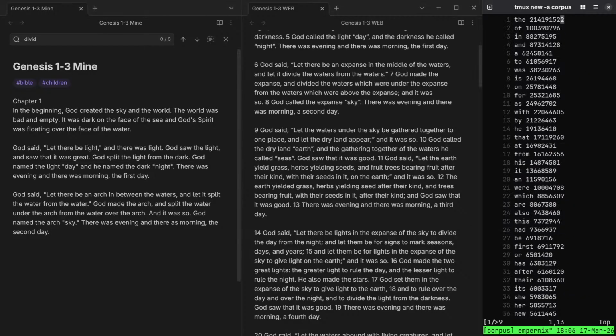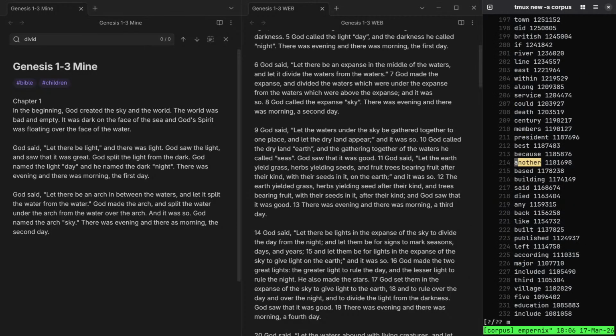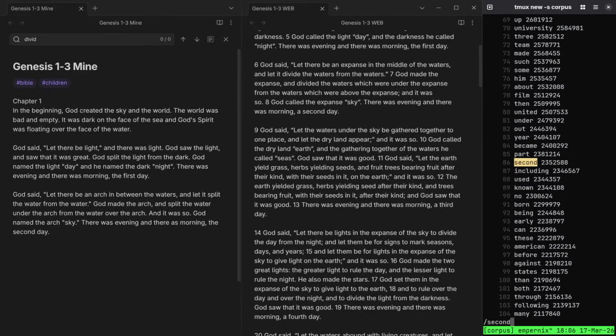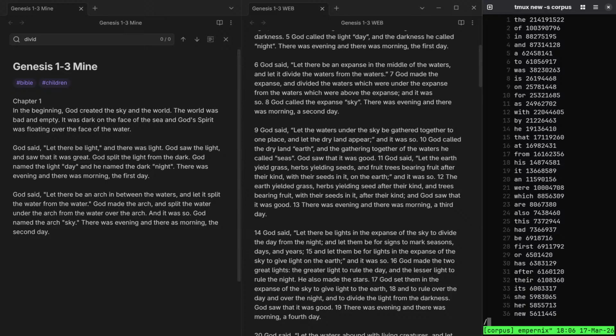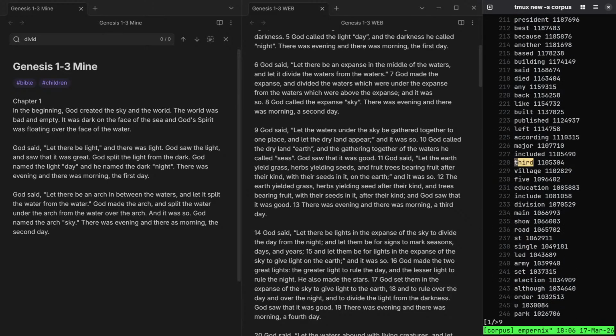Well, let's see. Another is 214. Second is 86. Second's more common, so let's go with that. Third, 228. And also, I could only get away with another day for the second one, I think. Or maybe the 8th day. You know, the one nobody counts to.